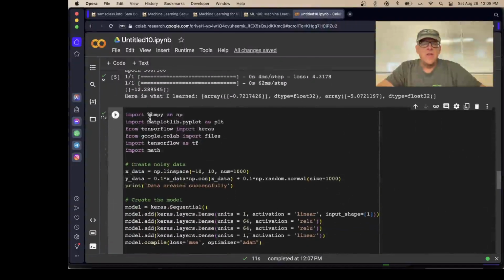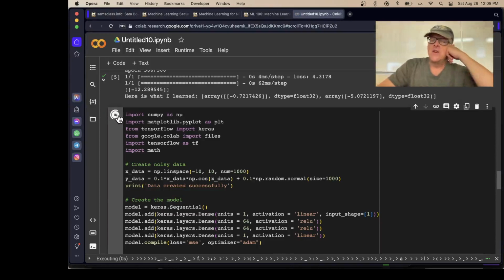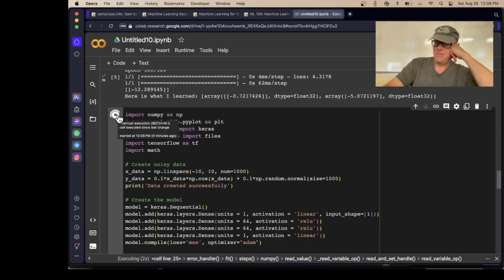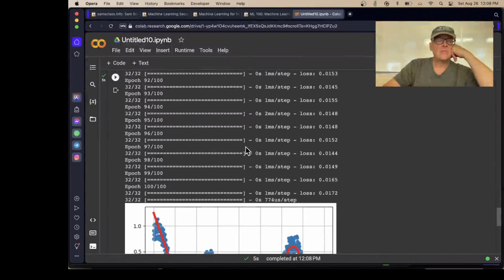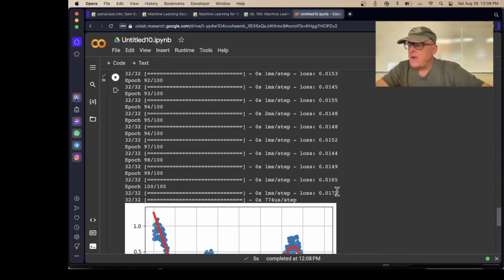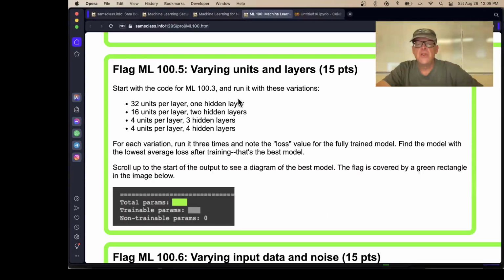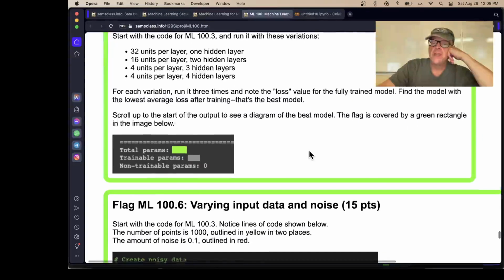If I just run the same thing again, I'll get a different final error. It was 0.01 last time. And this time it's 0.017, which is pretty close to what it had. Anyway, the point is there is randomness in the process. So when you're trying to compare models, you have to run each one of them 3 times to get the average loss at the end.